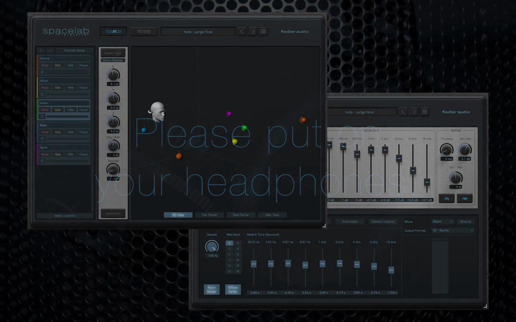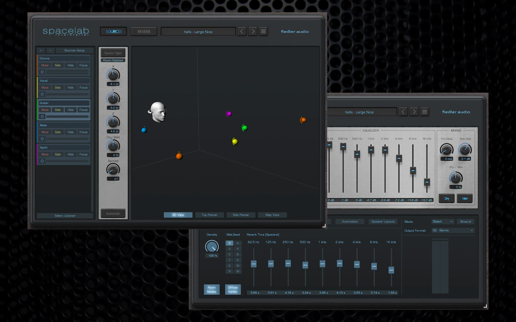In this tutorial, we're going to go through the parameters of Spacelab's Object Rendering tab.